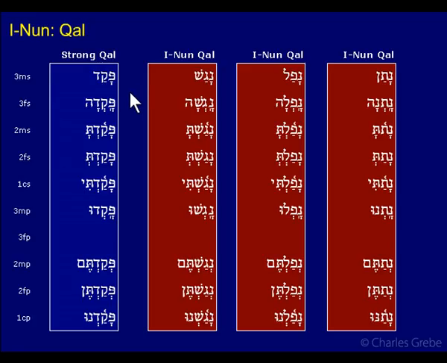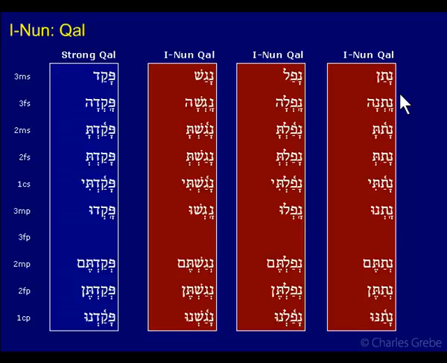Here I'm comparing the Qal, strong, with three first nun verbs. Okay, you can see they're all the same. Pakad, Nagash, Nafal, Natan. Nagash means to draw near or to approach. Nafal is to fall. Natan is to give.